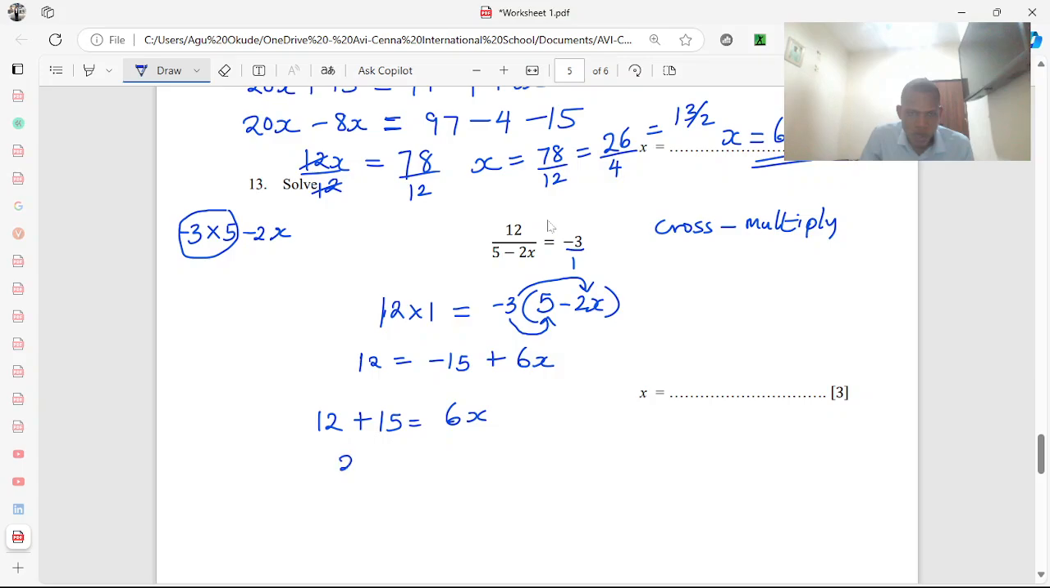Add this thing, you get 27 is equal to 6x, right? Now don't forget, we are looking for the value of x. So for us to make x stand alone, you must divide both sides by 6, because 6 is the coefficient of x, right? So 6 cancels out 6. So my x is equal to 27 over 6. Now 3 can go. 3 here is 9, and 3 here is 2. This gives us 4.5. So the value of x is actually 4.5.